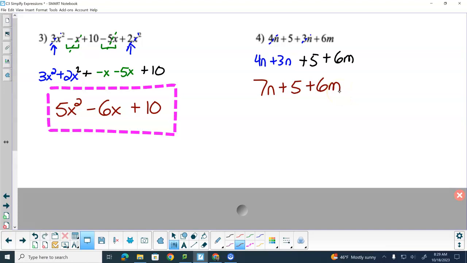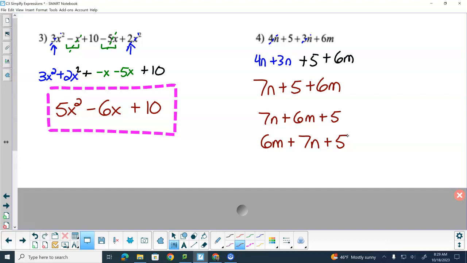Okay? But Will and I were having a conversation in the back, and I said, what if I wrote it like this? Is that still the same thing? Yep, that's still the same thing. Okay? What if, because I like being in alphabetical order, what if I wrote it like that? Still the same thing, as long as all of my coefficients are the same. Okay?